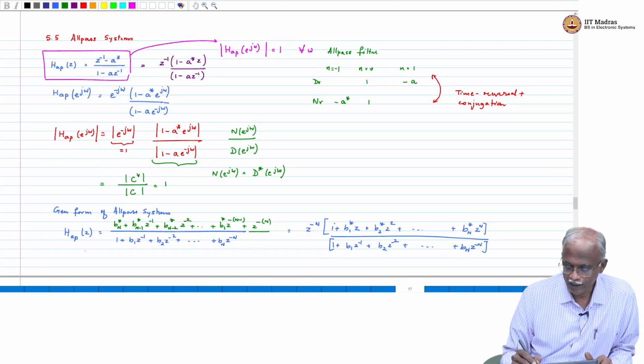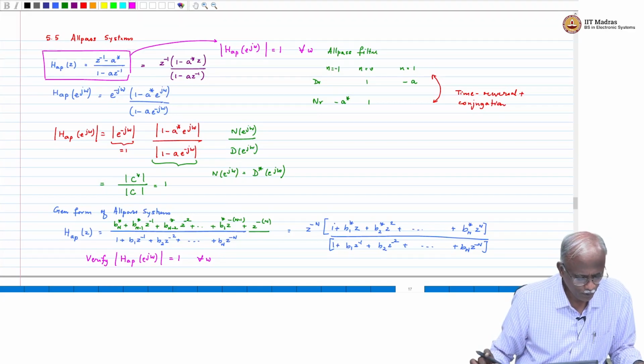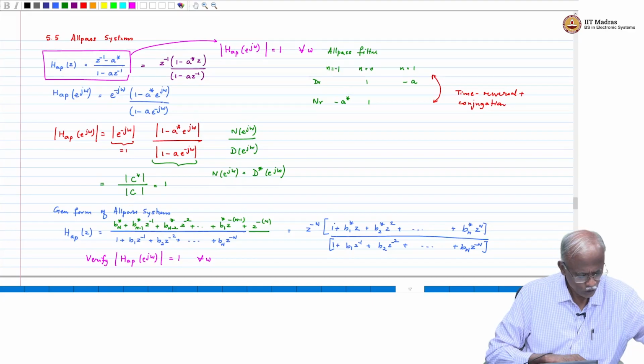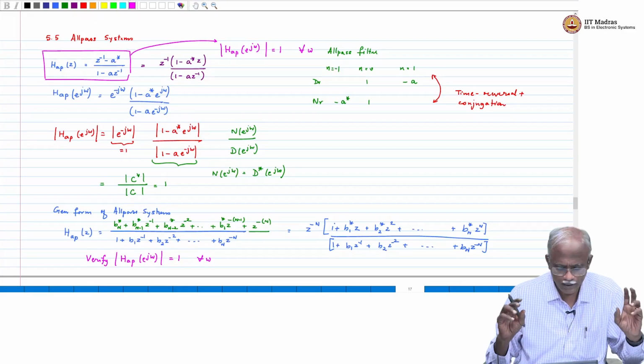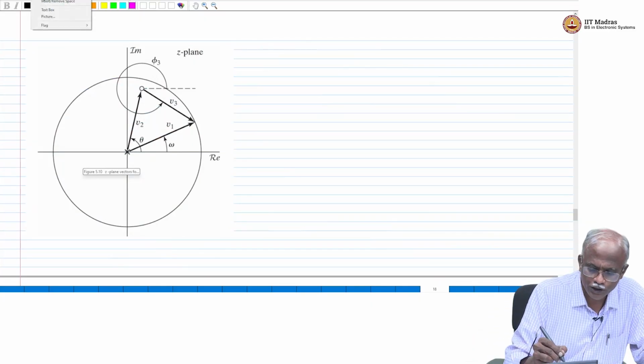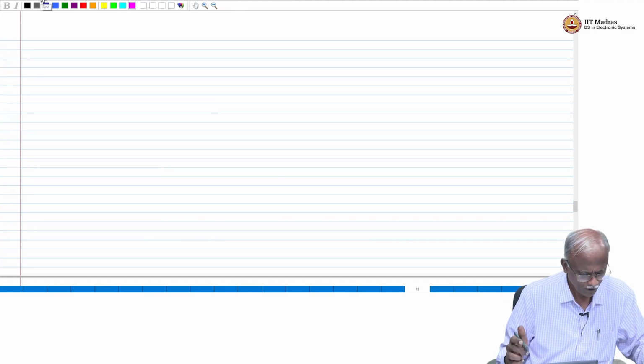So I will give you a task. Verify that the magnitude of HAP of j omega is equal to 1 for all values of omega. So make sure that this is the very important aspect that I would like you to capture. All right. So here is the further understanding of the concepts that we are going to be looking at in today's discussion. Okay.